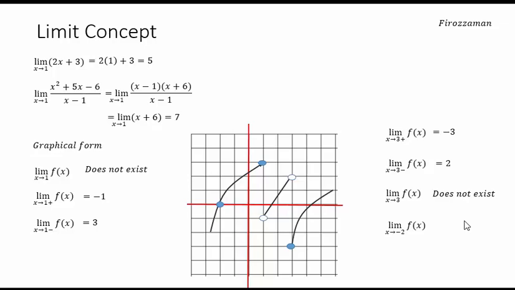And next we want to check what happens with the limit at negative 2. As you see at negative 2, the graph is continuous. It doesn't have any issues there. So then the y value is 0. So the limit is 0. Next, we are going to check the function value.